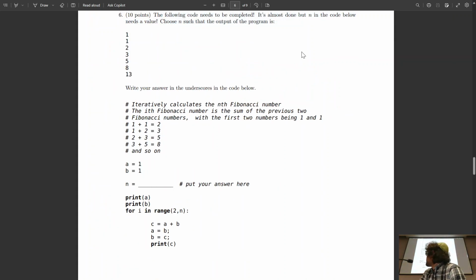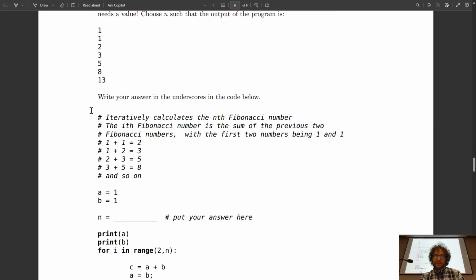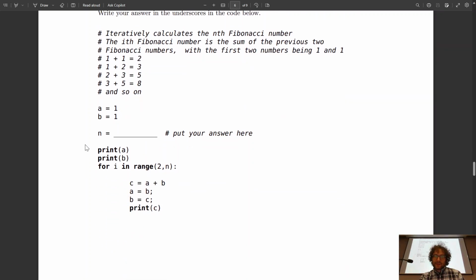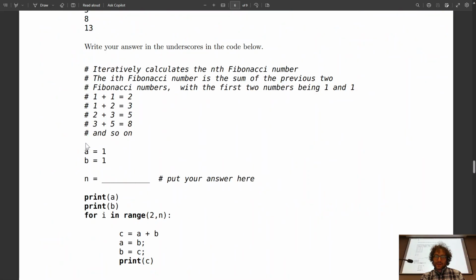Hopefully you should be able to read that up there. And we want the final output to be 13 on this one. So let me zoom in so you can see better. We want the final part of the output to be 13. So what is the nth number? Go ahead and take 5 minutes or so to work on this one. Here's the complete code. You just have to choose the correct stopping point, in other words. That's what n is.